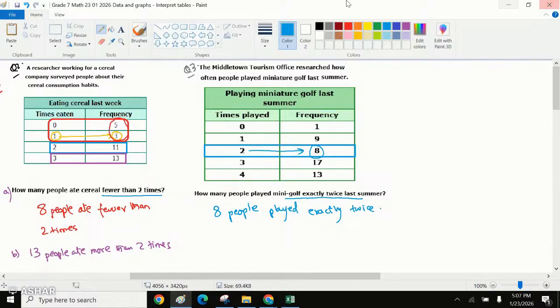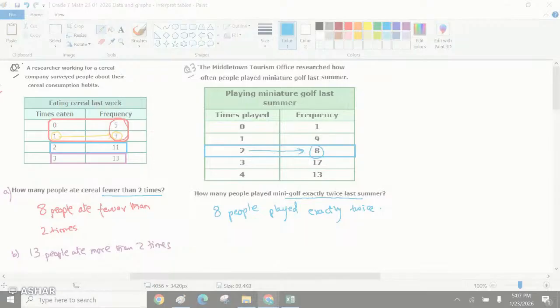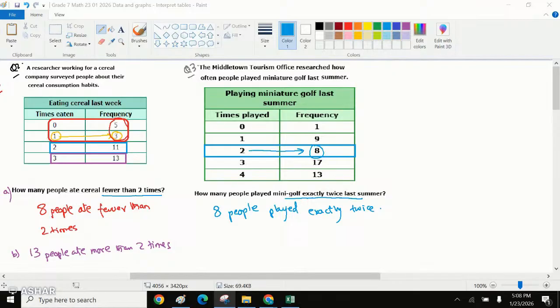They can ask how many people played the most, with the highest frequency. So we will look at the highest frequency. If they ask for the least times played, we look for the lowest frequency, right? The repetition of the questions would be the same. Sometimes they ask the maximum, sometimes the minimum, sometimes a specific value. Okay, let's look at another question.